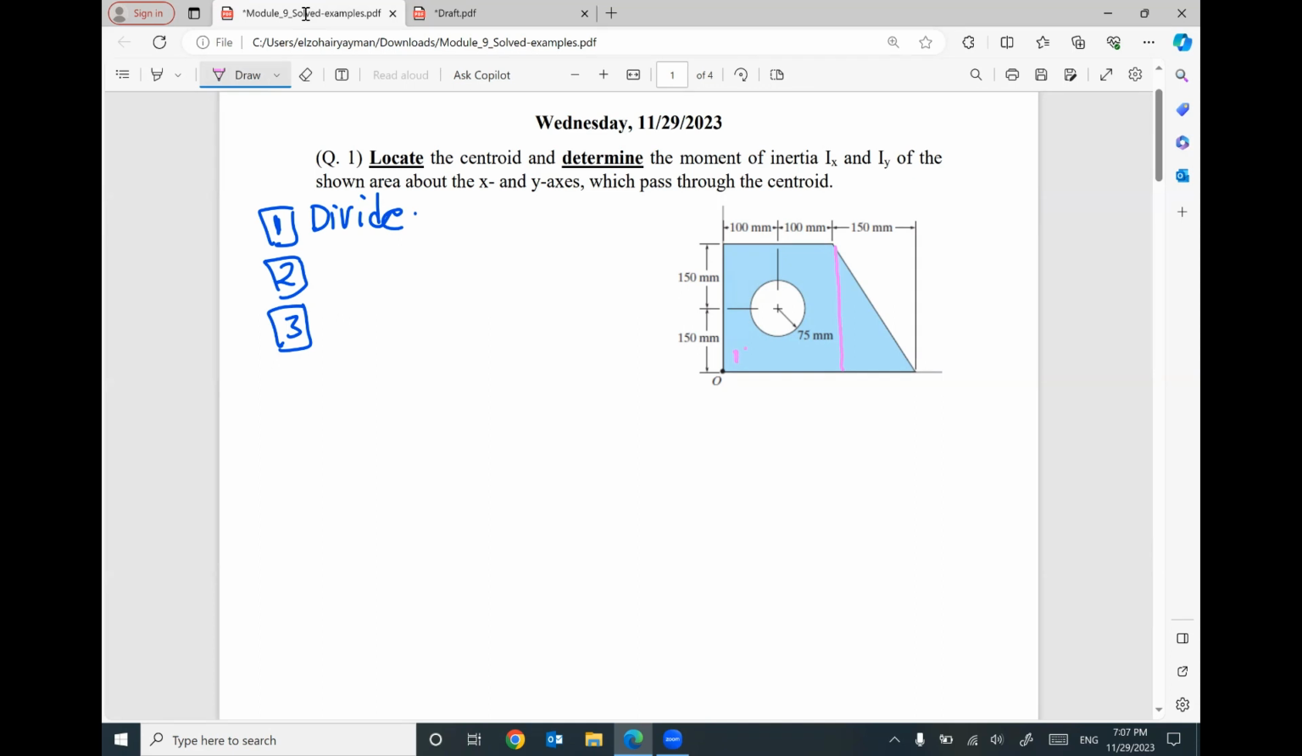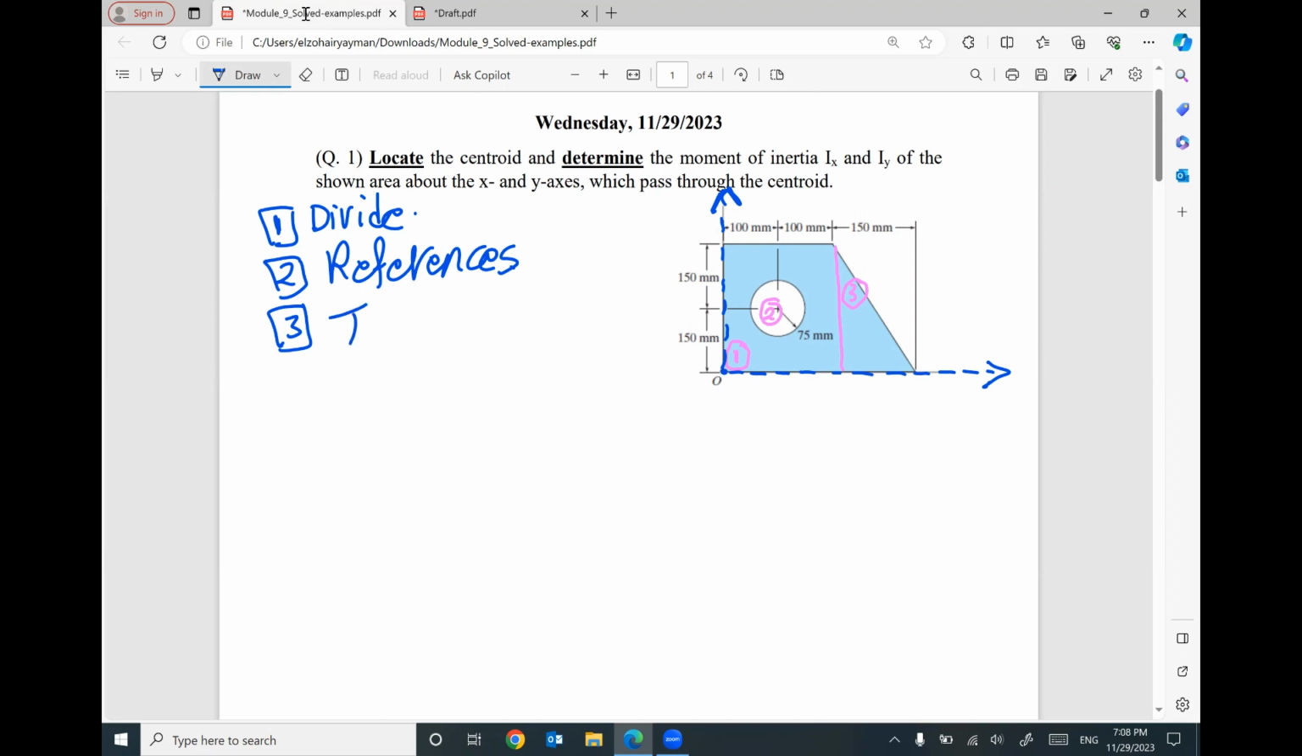Part number 1, the whole rectangle. Part number 2, the circle. Part number 3, this right angle triangle. So I will divide this given area into 3 parts. Then I will assume my references. The horizontal reference will be assumed at the bottom edge, and the vertical reference will be assumed at the left edge. This is the horizontal reference, and this is the vertical reference, and this is your origin point.